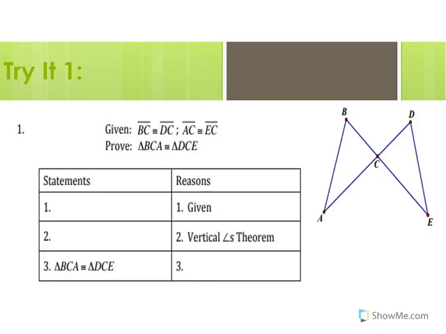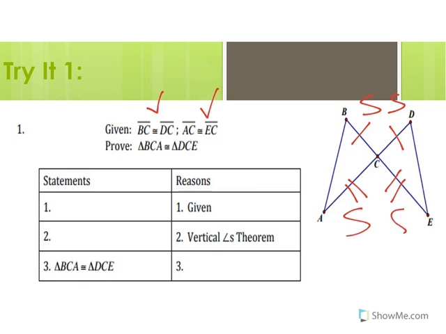Okay, so let's go through our example 1. Given that segment BC is congruent to segment DC and segment AC is congruent to segment EC, prove that triangle BCA is congruent to triangle DCE. Before we start to prove, let's mark up our diagram. We're given that segment BC is congruent to DC, so we mark that BC and DC are congruent. That's a side. And we have segment AC congruent to segment EC, so AC is congruent to EC.